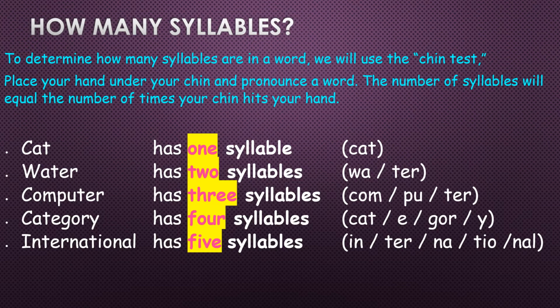Let's see the next one. Water, water. Our chin drops how many times? Two times. Let's see the next one. Computer. Three times, three syllables. Category. That's how many? Four. And the last one, international. We have five syllables in that.